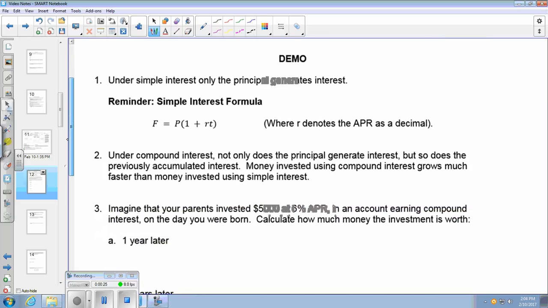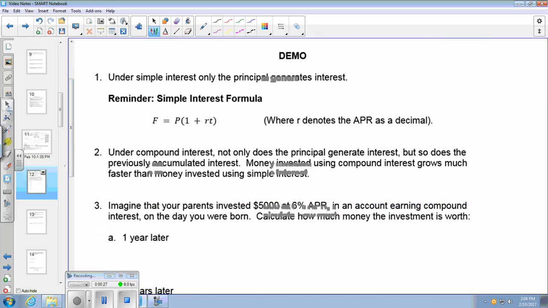All right, in our demo today, just start with a quick reminder that under simple interest, only the principal generates interest. So our formula was that your future value, and that's what F stood for, was equal to your present value or principal times 1 plus, and right here we had our interest rate, which has to be written in decimal form for this, and T was the number of years. And again, our interest rate was APR, so it was annual percentage rate. So we had to have those match.